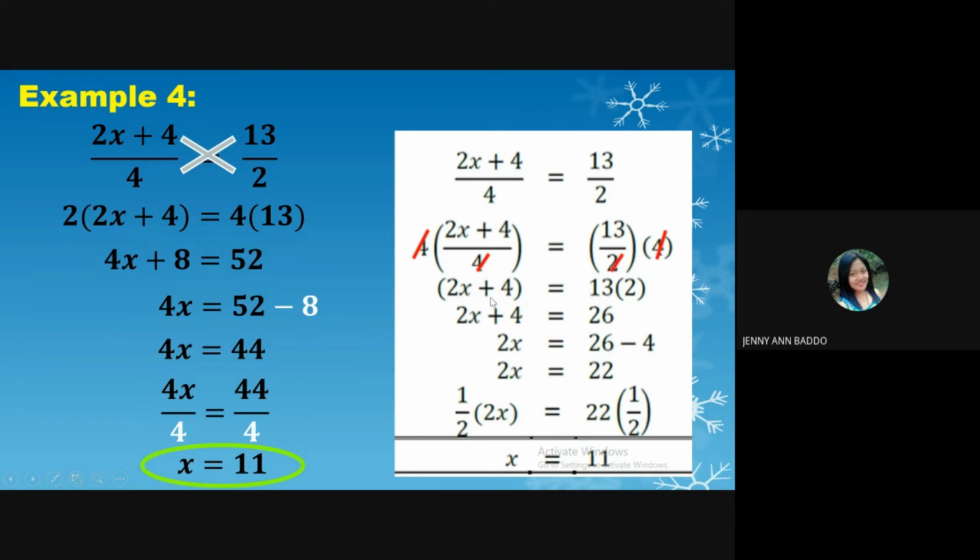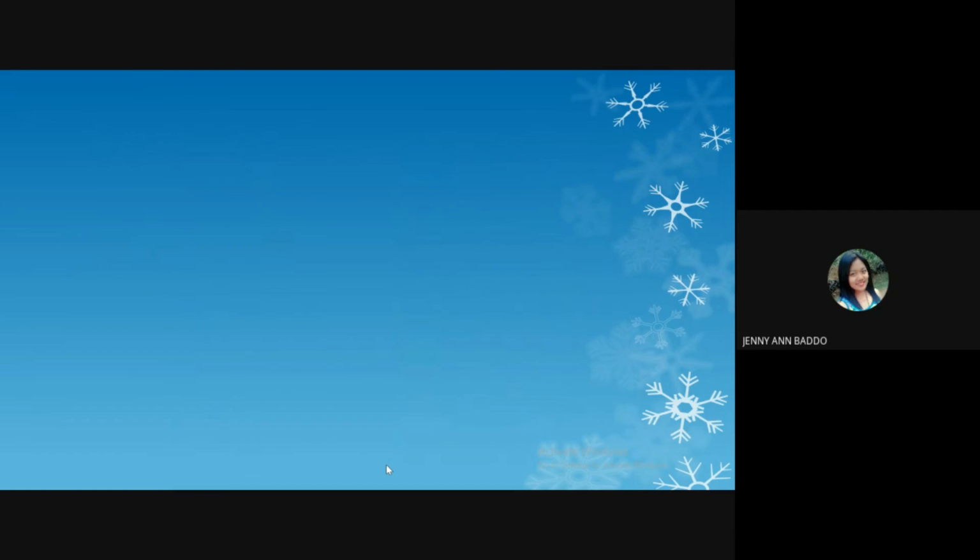Transpose positive 4 to the right side, so it now becomes negative 4. 26 minus 4 is 22. Divide both sides by 2, so we have x equals 11. So still, we arrived at the same answers. So we're done with solving linear equations in one variable.